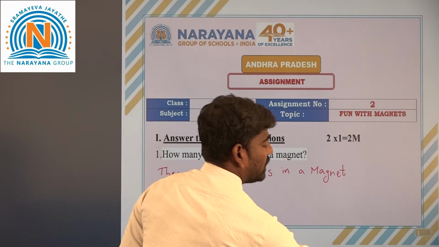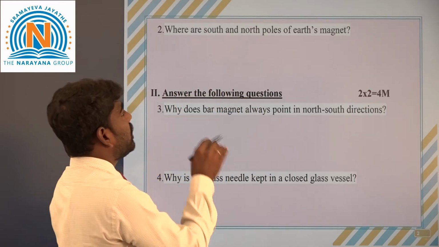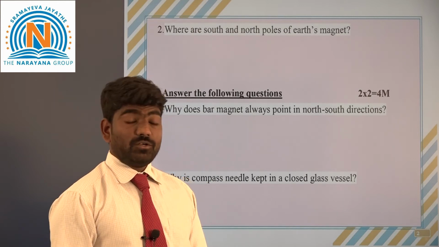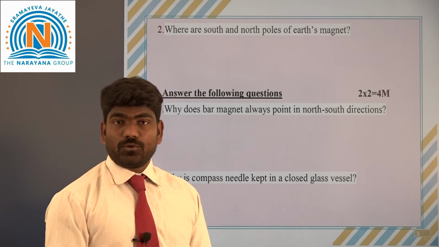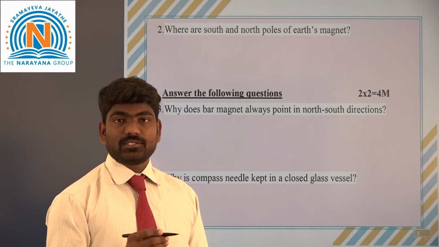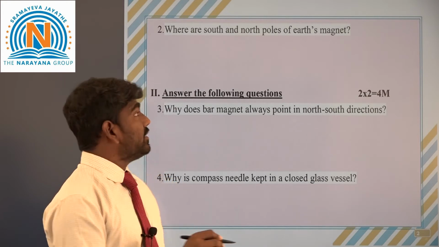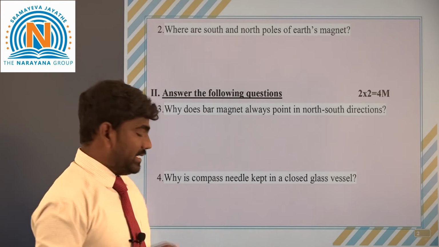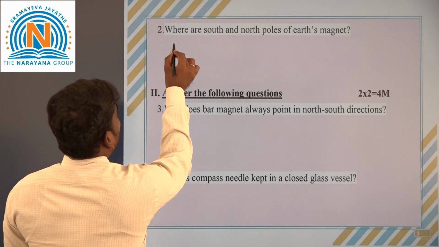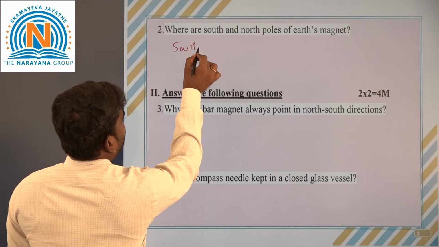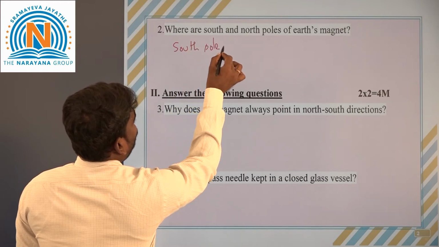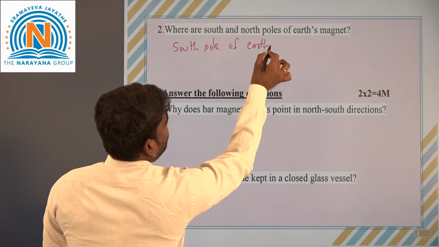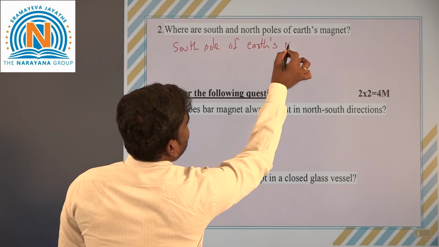Next, coming to the second question. Where are the south and north poles of Earth's magnet? We know that Earth also behaves as a magnet. Here they are asking where the south and north poles of Earth's magnet are. First, the south pole of Earth's magnet.